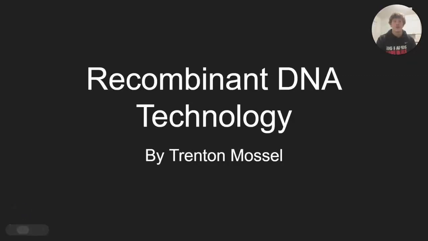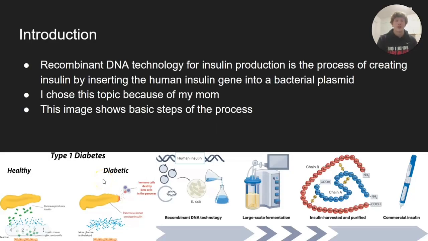I will be doing my project on recombinant DNA technology for insulin production. Introduction. Recombinant DNA technology for insulin production is the process of creating insulin by inserting the human insulin gene into a bacterial plasmid. I chose this because my mom has type 1 diabetes since her body doesn't create insulin naturally. The image on the right shows the basic steps in this process, and then on the left it shows a healthy pancreas producing insulin versus a diabetic pancreas.